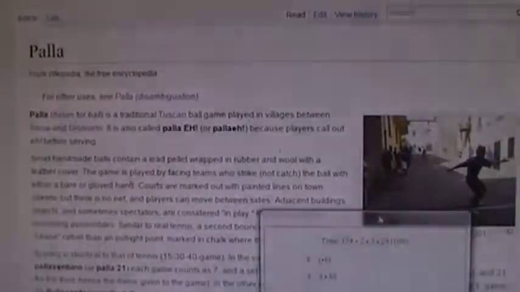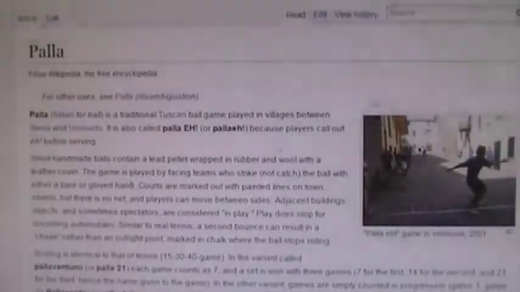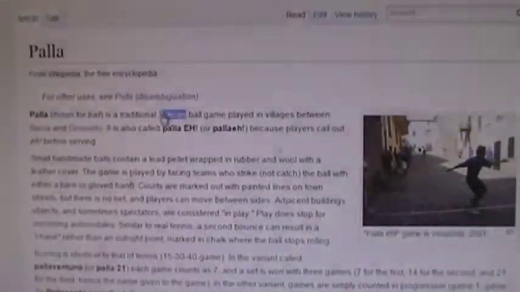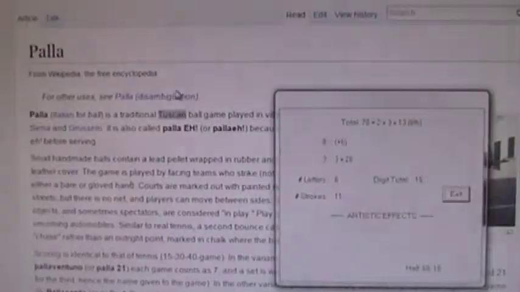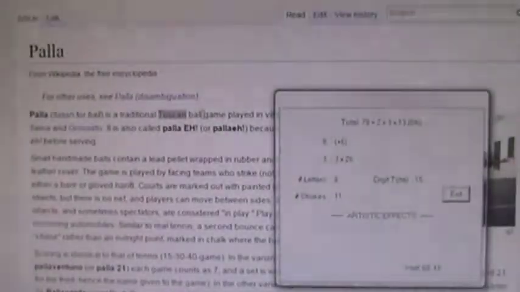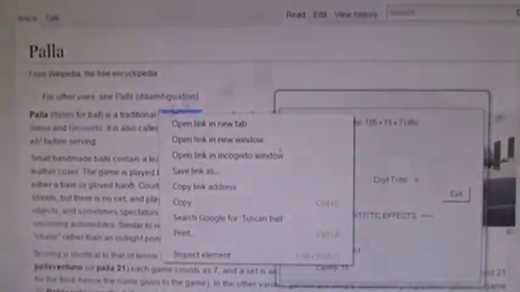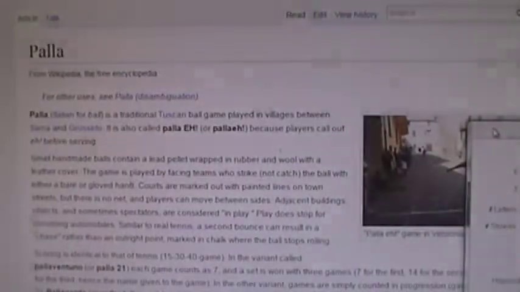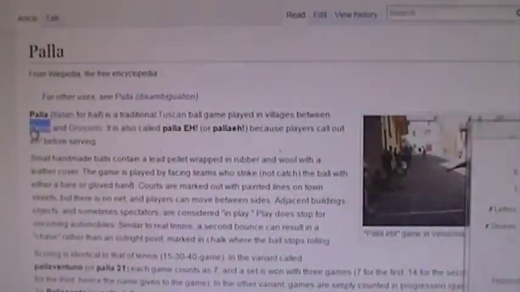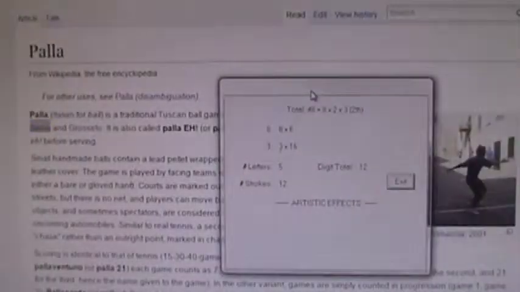Wow. I've seen people playing this game, but I didn't know the name. It is a traditional Tuscan game, and Tuscan divides by 3. Both syllables, Tus and can: 60 in the front, 18 in the back. And ball, wow. The game is played in villages between Siena and Grosseto. Siena divides by 3. Remember, folks, everything has a name, and every name has a number, and it all knits together for the Triune God.